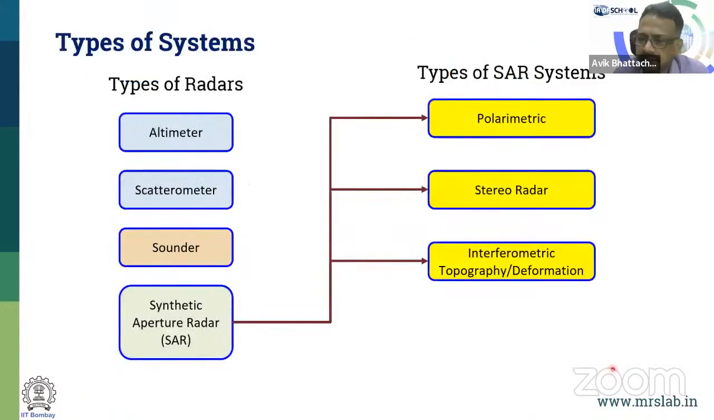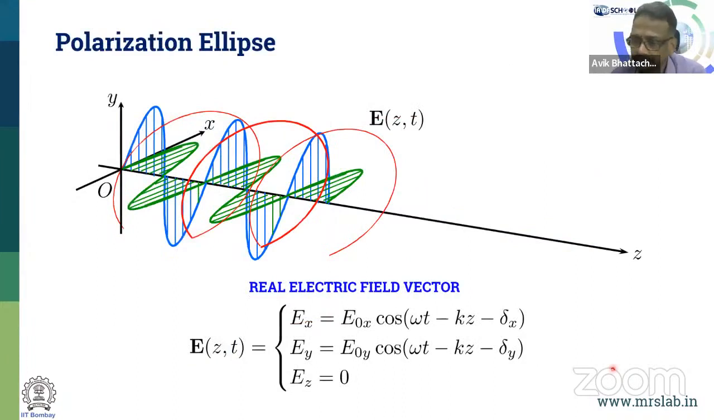Typical types of sensors include the altimeter and scatterometer, but we will be looking more at synthetic aperture radar. In this, we can have polarimetric radar, stereo radar, and also interferometric radar. For this particular lecture, we'll be looking into the polarimetric aspects of it. So why is polarization so important? Because it is an intrinsic property of an electromagnetic wave. We have the electric field, which we can write in terms of its components Ex and Ey.